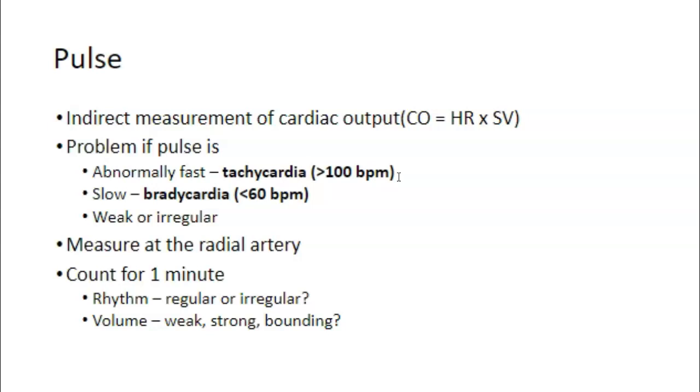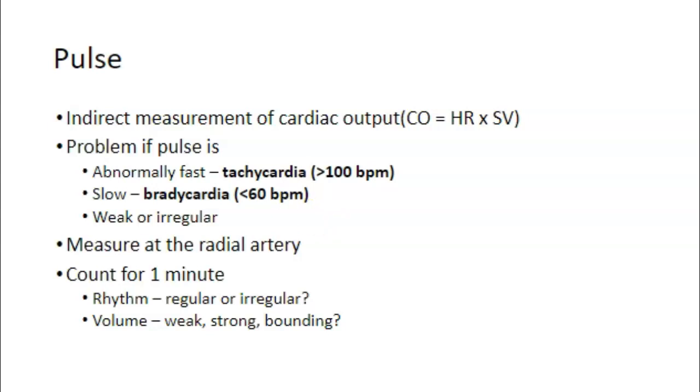Then we have the word bradycardia, which is pertaining to a slower heart rate, which is generally under 60 beats per minute. So our normal range for heart rate, and this is an adult, okay, the other page that we talked about gives us normals for other age groups, but we're looking at 60 to 100 being the normal heart rate for an adult, or above 100 being tachycardic. And under 60 would be considered bradycardic.